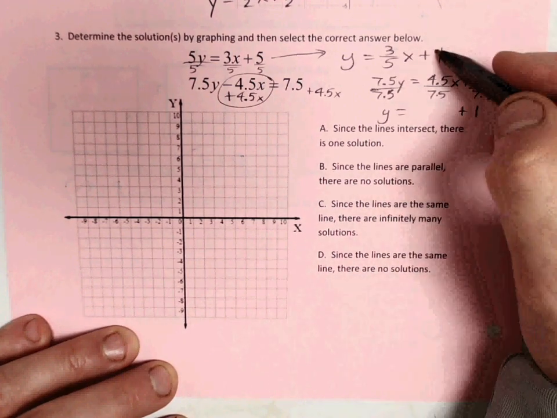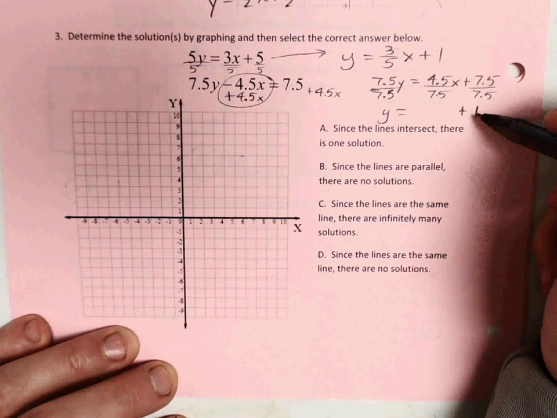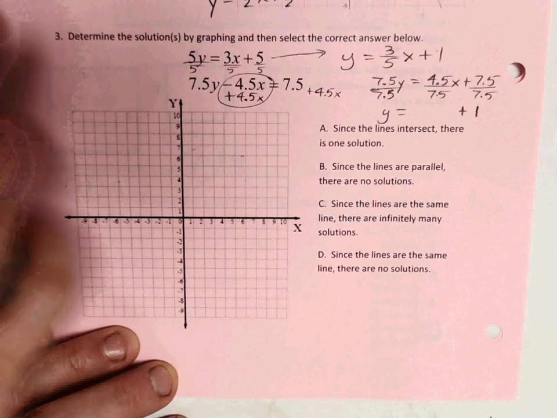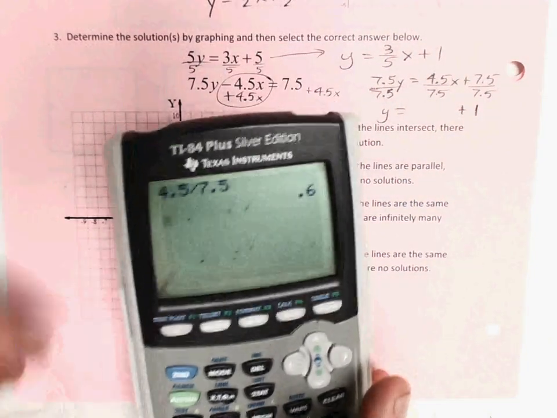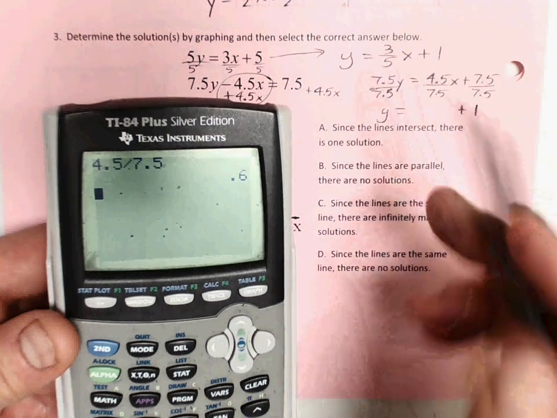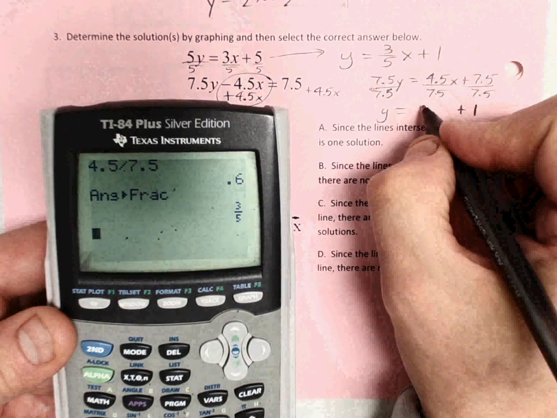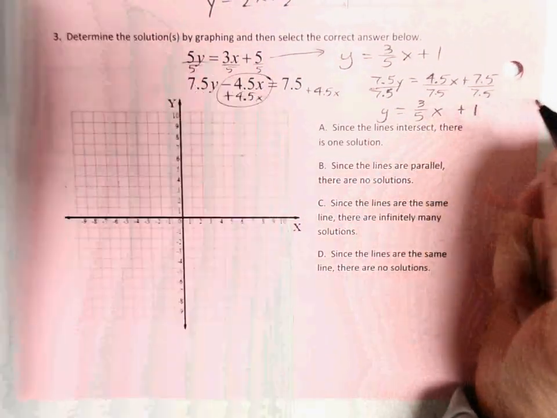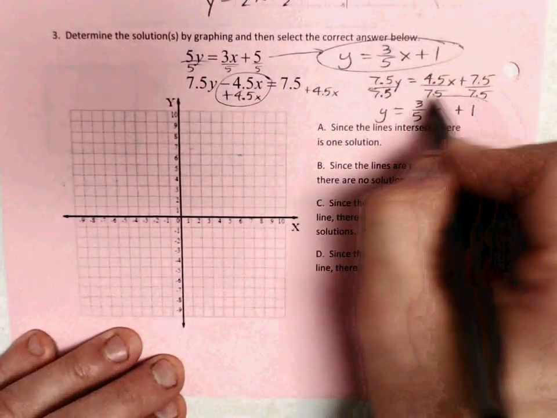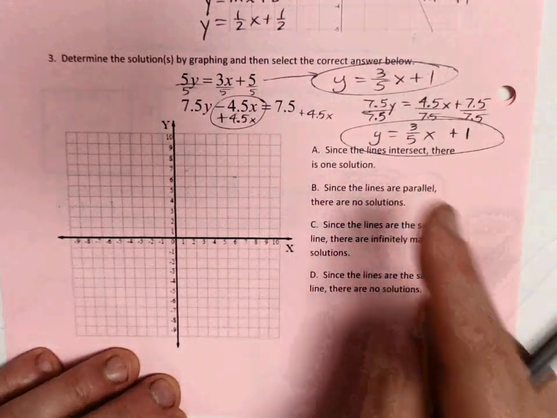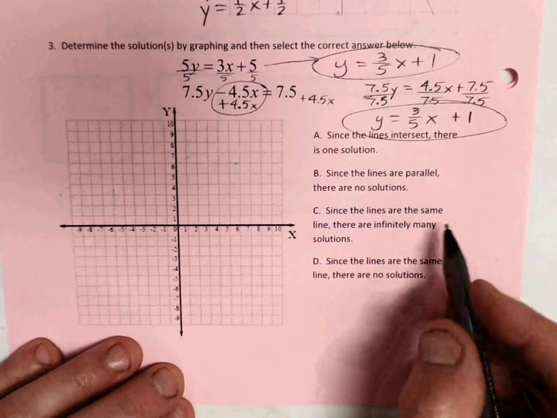So hey, notice I have the same y-intercepts. Okay, so now let's take our calculator and do 4.5 divided by 7.5. And what does that give me? 0.6. But my other one is a fraction, so let's do a math enter. And oh, what do you know? Take a look at my two equations, solved for y. They are exactly the same. Same slope, same y-intercept. The lines are the same.